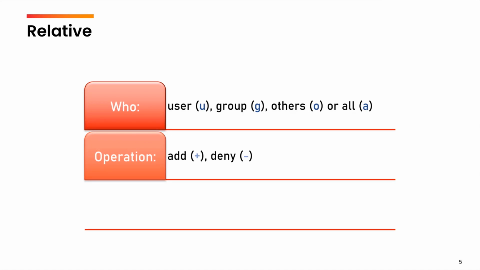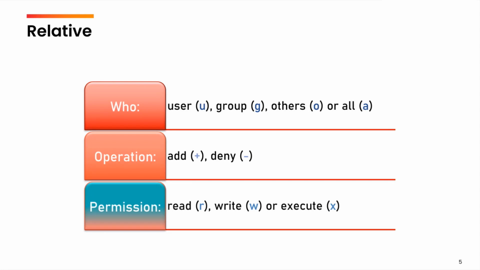Next, we need to specify whether you want to grant the permission or take back or deny the permission. So you will write either plus or minus. The last thing is you will tell what permission you want to change: read permission, write permission or execute permission. So these three things you need to tell: user, group or others, then grant or deny, so plus or minus, and then what permission you want to change.